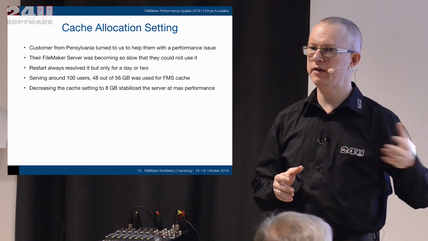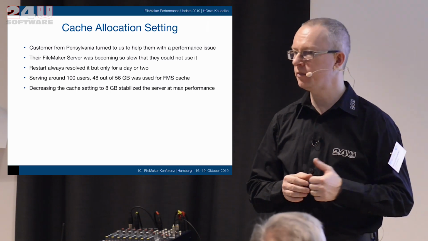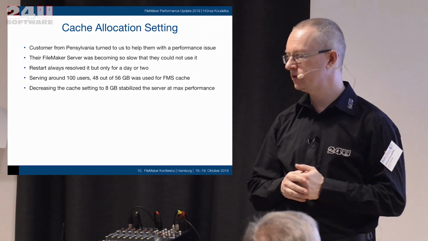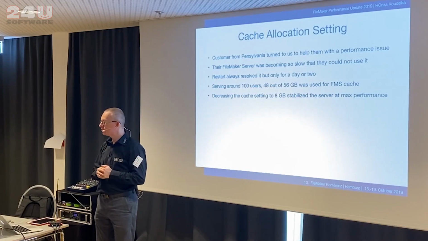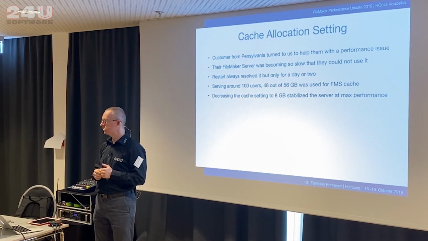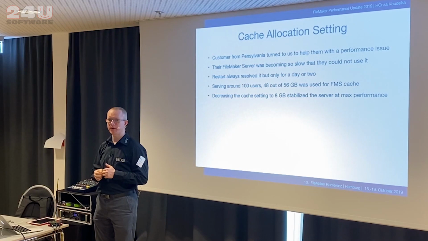And they even had a support ticket open with FileMaker trying to resolve it, but without success, so they turned to us. And what we discovered was that on a server which had 56 gigabytes of memory, they had 48 gigabytes allocated for the FileMaker server cache.